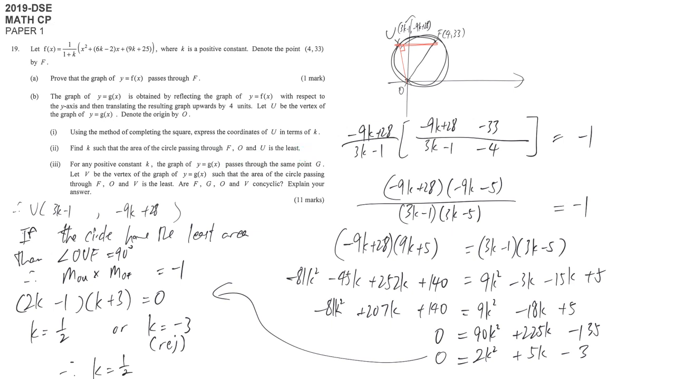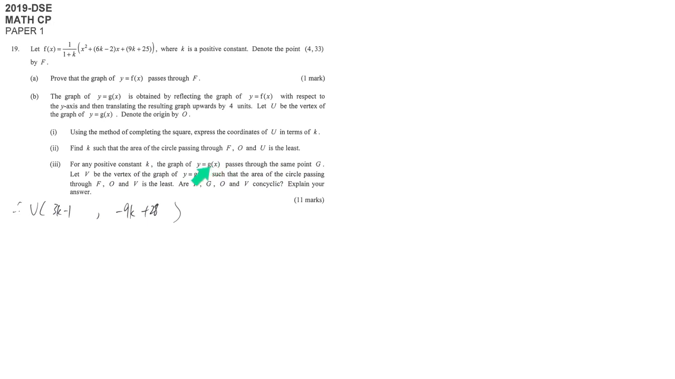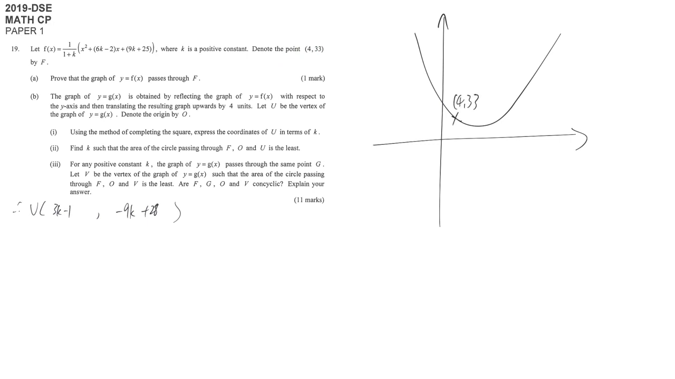Now is the most difficult part. For any positive constant k, this graph passes through the same point G. This is talking about y equal to g(x). If we are thinking about y equal to f(x), there is also a point. No matter what the case is, it's still passing through that point. So for y equal to f(x), no matter what k is, it's still passing through this point. Maybe the graph is like this, depending on different values of k.